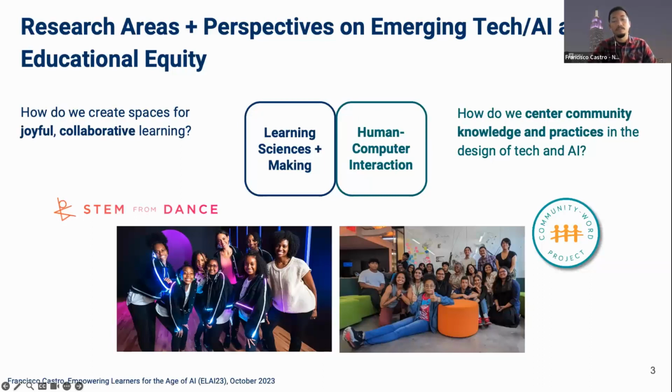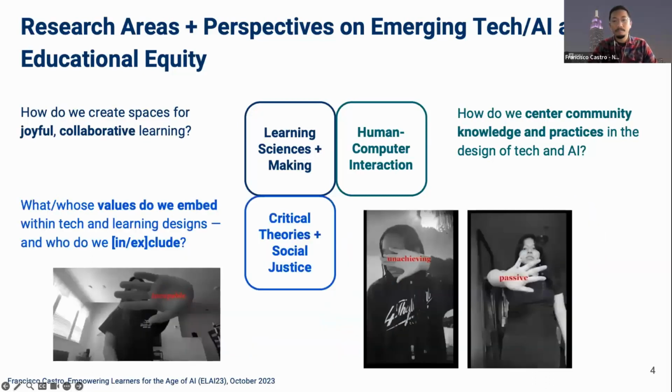And the other one on the right is the Community Word Project, where we work with teaching artists to engage students in combining various artistic disciplines like poetry and visual art with computing. I also focus on critical theories and social justice within my work. And here I ask questions around what and whose values are privileged and embedded within the technologies, learning designs, and AI models that we create, and interrogating who gets included or excluded as we embed these values, principles, and motivations within our work. The pictures on this slide were taken from the final performance dance video of students that we worked with back in 2021. And the dance video was about women empowerment, where they critiqued society's harmful treatment of women through an interactive dance performance.